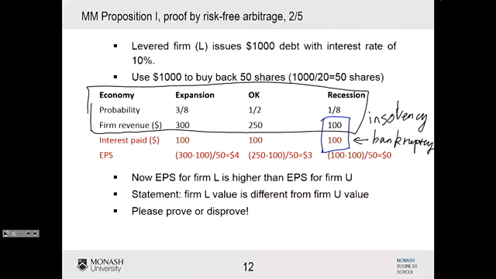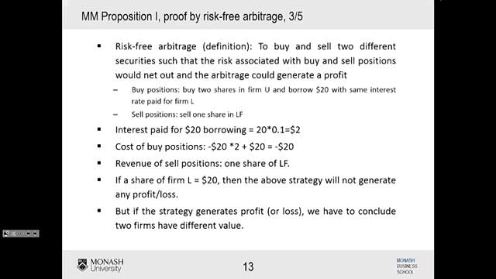It's a statement: firm value L, the levered firm, is, let's say very conservatively, different. The difference could be either higher or lower. But whatever, as long as we find which one is higher, we could buy before the firm value becomes higher. So that's our financial strategy: buy low and sell high. So it's our job to prove or disprove this statement. This is our proof.